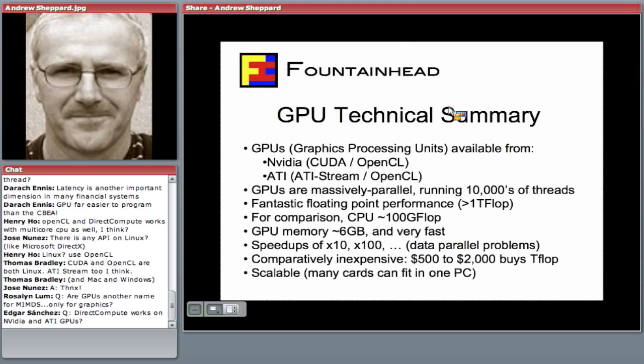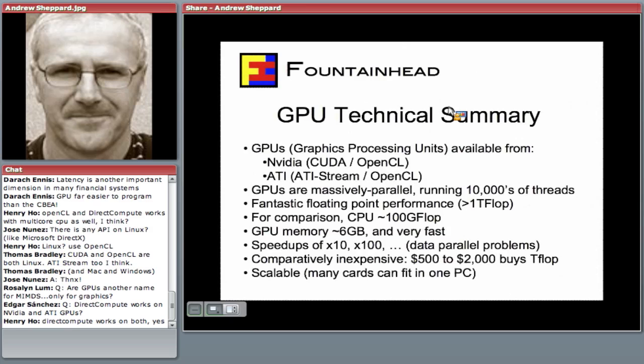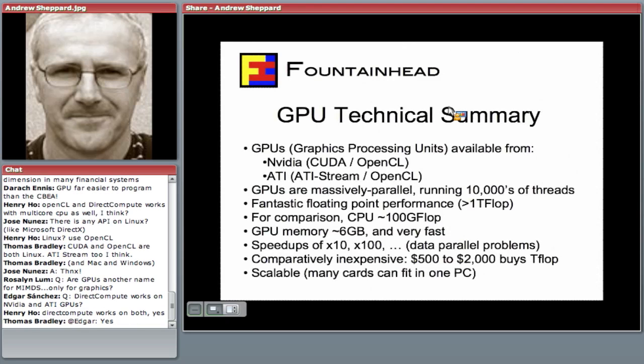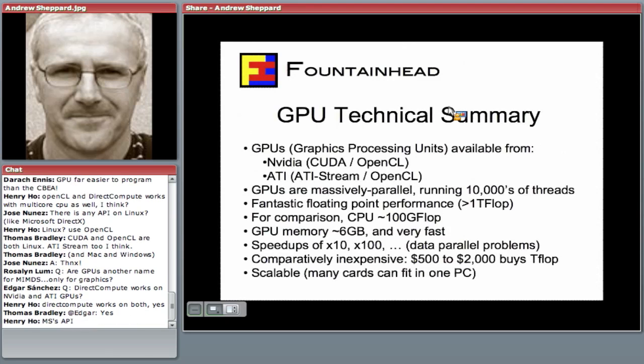Now, speed-ups of times 10 are usually quite common, in fact, with very little effort. Times 100 speed-ups for data parallel problems are very typical with not much effort. And in exceptional circumstances, if the problem is embarrassingly parallel and so on, I've seen speed-ups of up to 1,000.